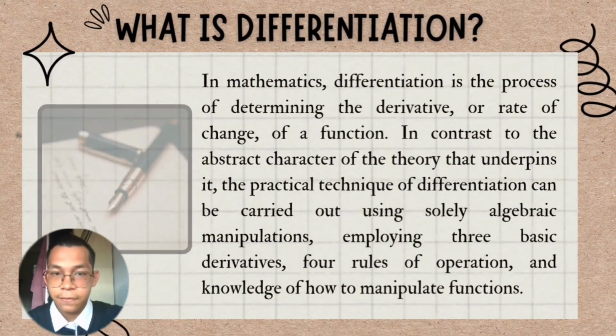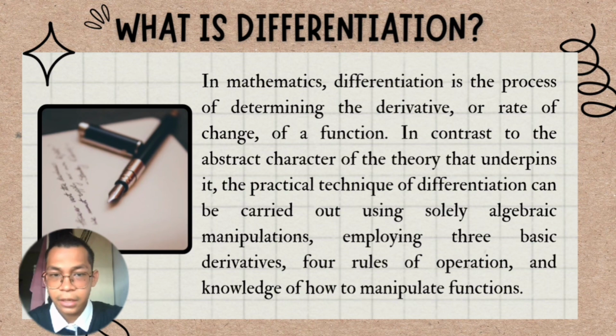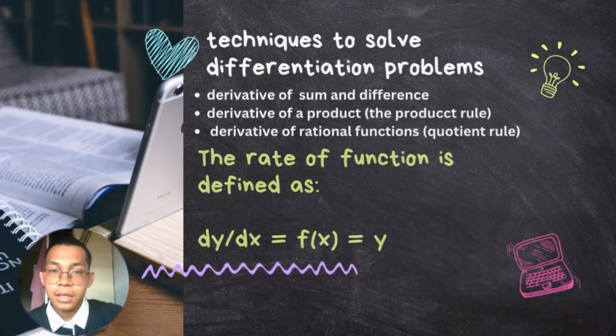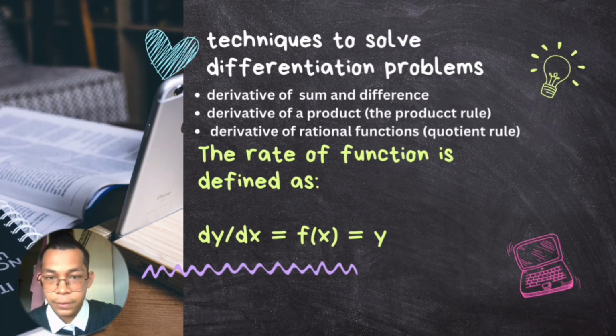In mathematics, differentiation is the process of determining the derivative or rate of change of a function, in contrast to the abstract character of the theory that underpins it. The practical technique of differentiation can be carried out using solely algebraic manipulation, employing three basic derivatives, four rules of operation, and knowledge of how to manipulate functions. Techniques to solve differentiation problems include the derivative of sum and difference, the derivative of a product, which is the product rule, and the derivative of a rational function, which is the quotient rule.